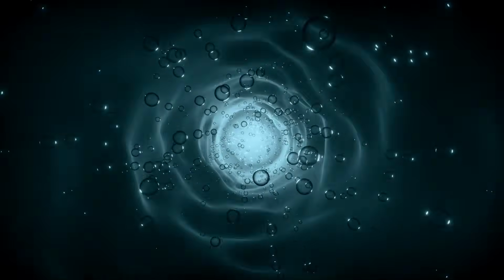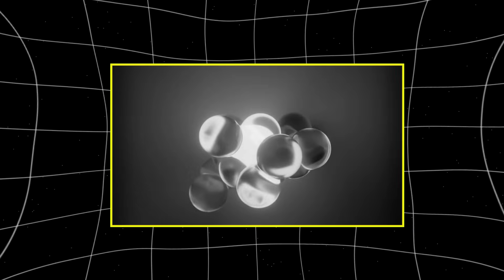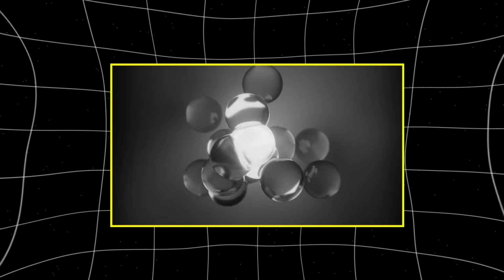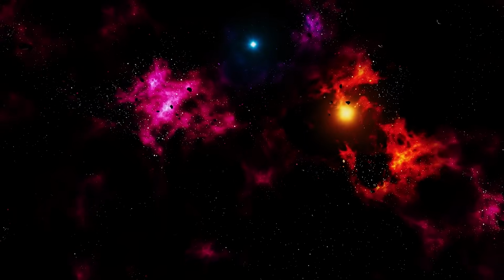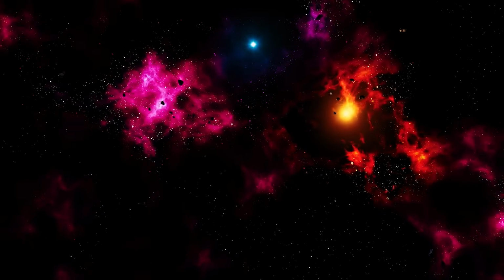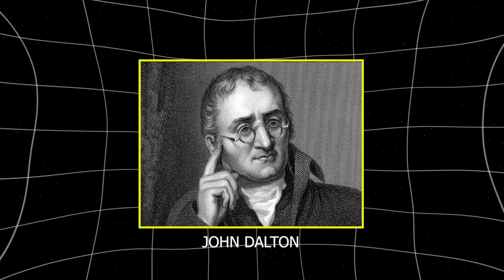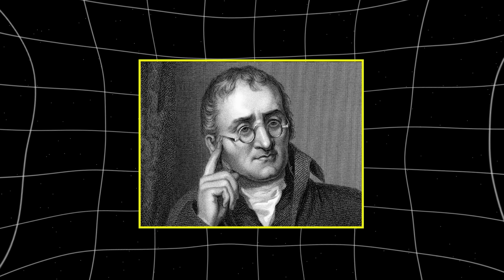At the beginning of the 19th century, the atom was considered the smallest possible unit of matter, not because anyone had seen it directly, but because chemical reactions seemed to follow strict patterns that suggested matter was built from tiny, indivisible pieces. The first major scientific framework for this idea was developed by John Dalton in the early 1800s.